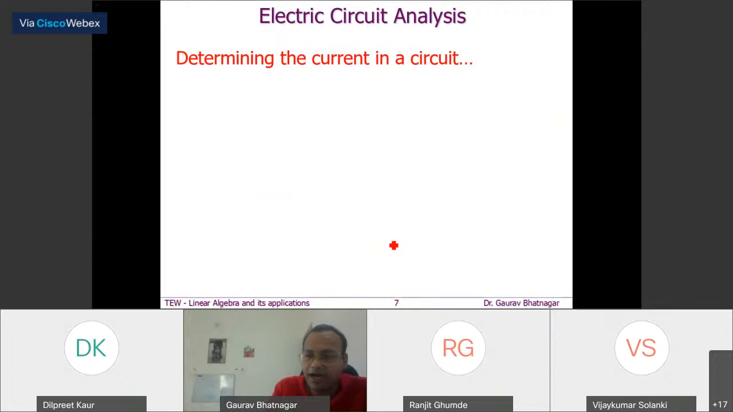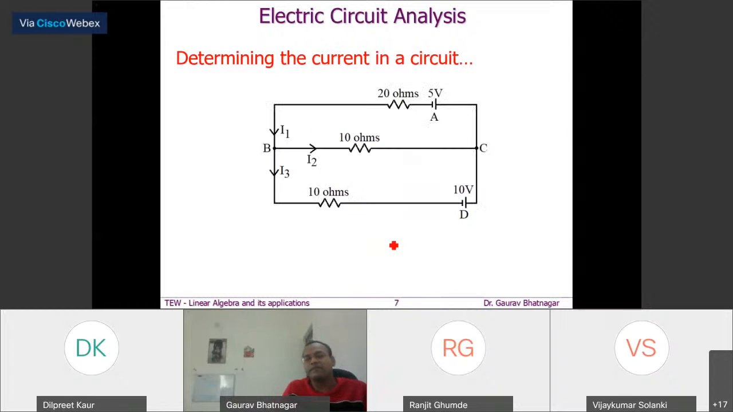Now a similar kind of application we are going to have in electric circuit analysis, where we are interested in finding out the current flow in a particular circuit. Let me consider a very simple circuit which is going to have resistances and batteries as well. This circuit has 4 different points: point A, point B, point C, and point D, where A and D are going to be the source and B and C are going to be the junctions of this particular circuit.